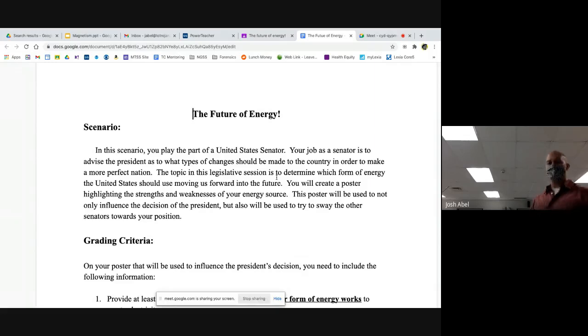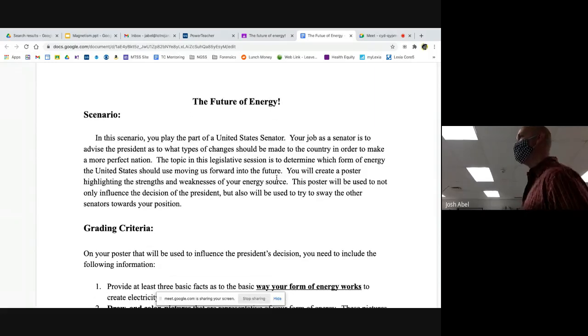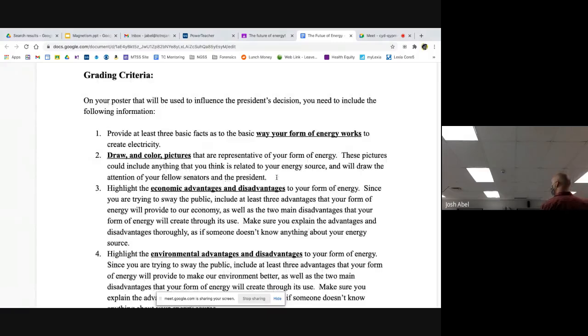Your poster will be used to influence the president's decision as well as the rest of the senators. When we get done, we will display them around the classroom. You will get a chance to go around and look at them, look through some of the arguments based off what people have done for their projects, and then you're going to have some money that you're going to be able to vote with, like $1 million bills that I'm going to give you. You're going to use that to vote and see what we're going to use moving forward. So it's important that you think about this.